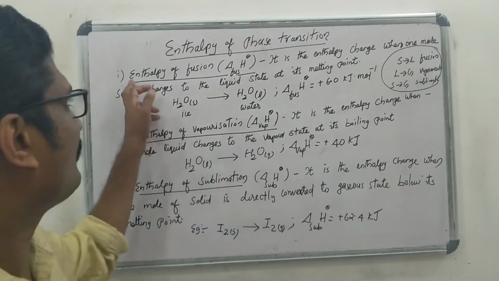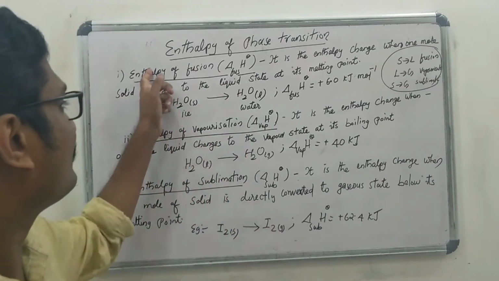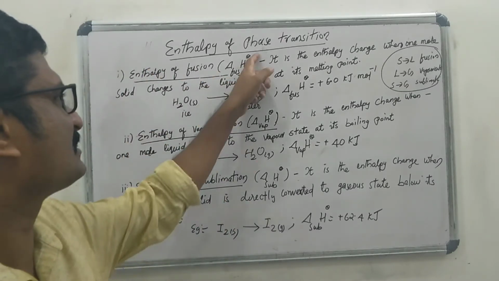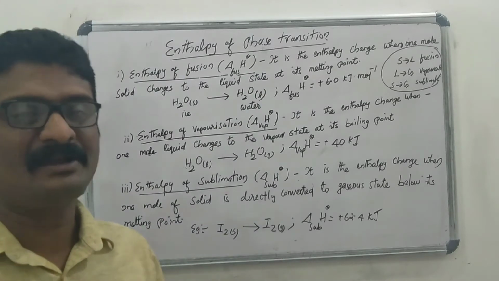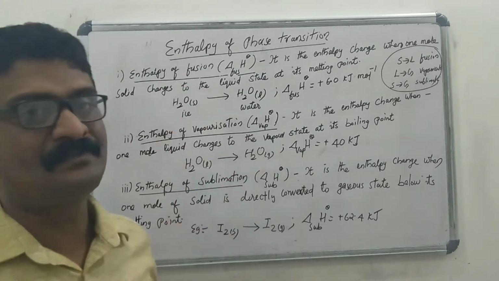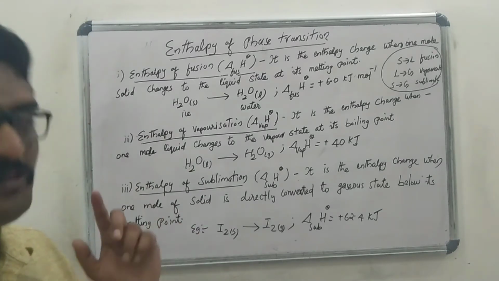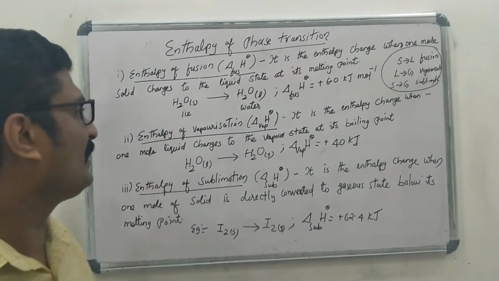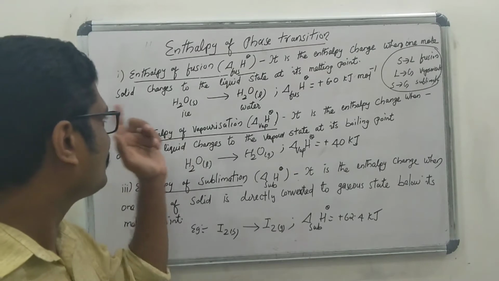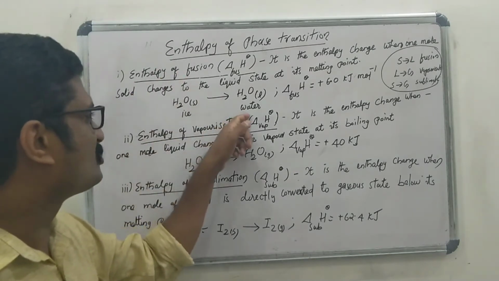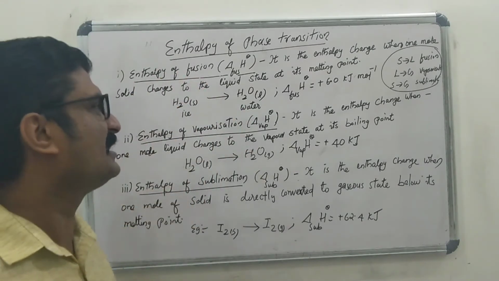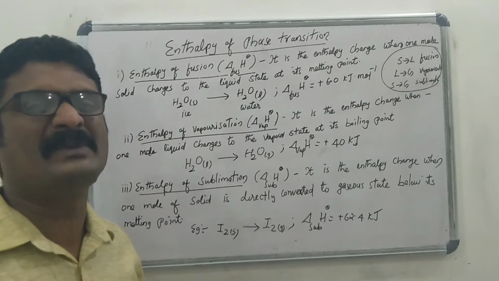Okay, the first type of enthalpy of phase transition is enthalpy of fusion. Its symbol is delta H naught FUS. Yes, it is the enthalpy change, the heat change, when 1 mole of a solid changes to a liquid state at its melting point.